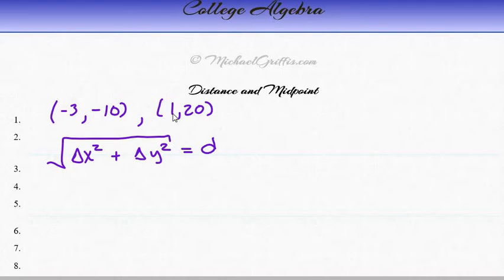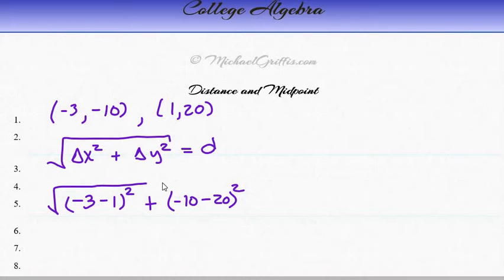All right, what is that change in x now? We're going to do this one first this time. So -3, just to show you that you can, minus 1 squared plus -10 minus 20. Whatever the order you do it in, you got to make sure you're consistent there. We've been doing x of 2 minus x of 1. This time we're doing x of 1 minus x of 2. So it doesn't matter. -3 minus 1 is -4. -4 squared is 16.